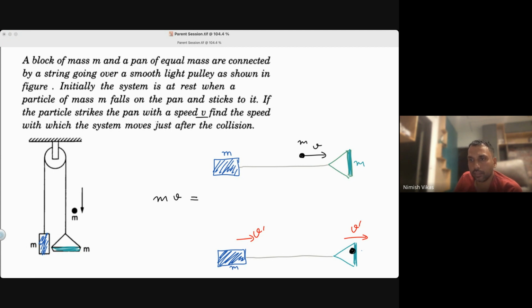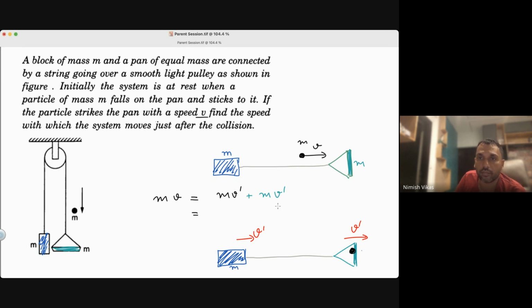Really surprised. The small mass goes with V dash, and the green is going with V dash. In your mind, you think, okay, it is sticking, and hence it is 2M. Then yes, you can write it that way also.